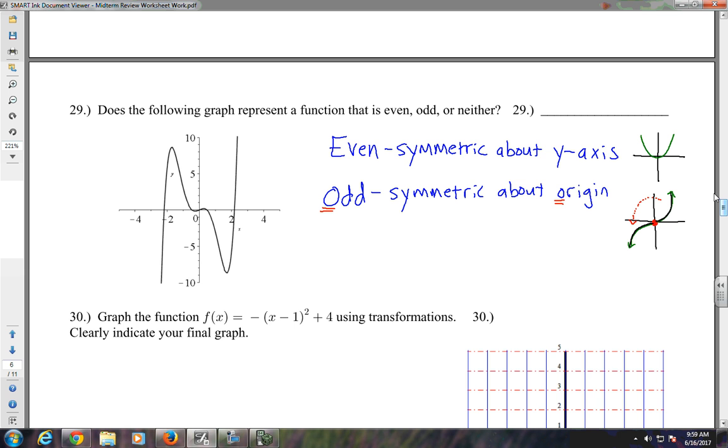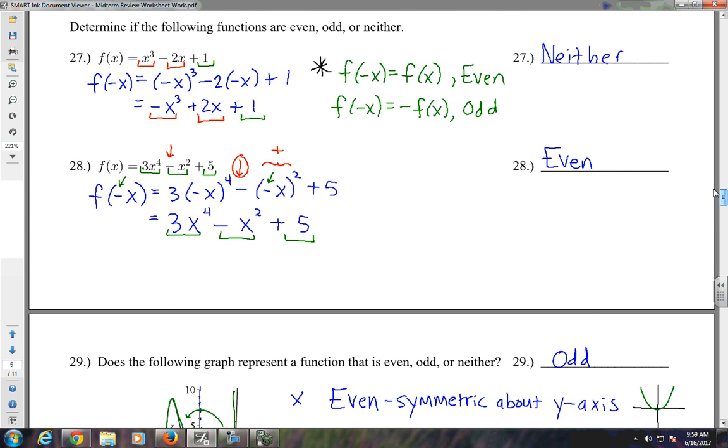If the function doesn't exhibit either of those behaviors, we say it's neither even nor odd. So the graph that we're examining here, notice I cannot fold it in half on the y-axis and get two matching pieces or two mirror images. So we know it's not going to be even. However, if I anchor it at the origin and pick this piece up and rotate it around, it's going to land on this piece right here. So we definitely are dealing with an odd function.